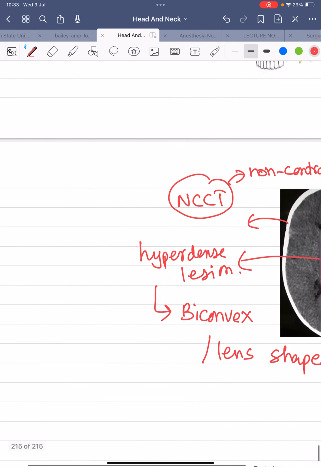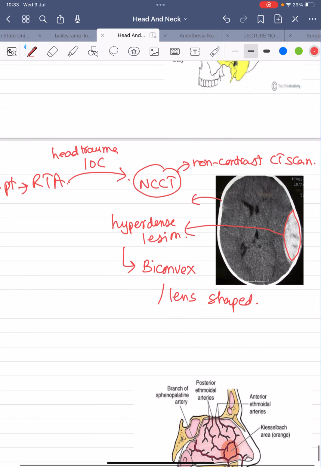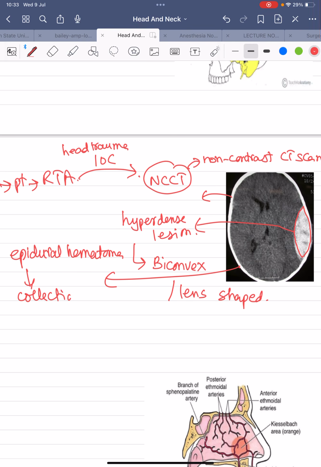So patient comes to you with what? Patient comes to you with history of road traffic accident, and what you are going to perform in any head trauma, investigation of choice is non-contrast CT scan. So non-contrast CT scan, if you find this biconvex lens-shaped hyperdense lesion, it means this is a patient of your what? This is a patient of your epidural hematoma. So what is epidural hematoma? Collection of blood between the skull and dura mater. Between the skull and what?